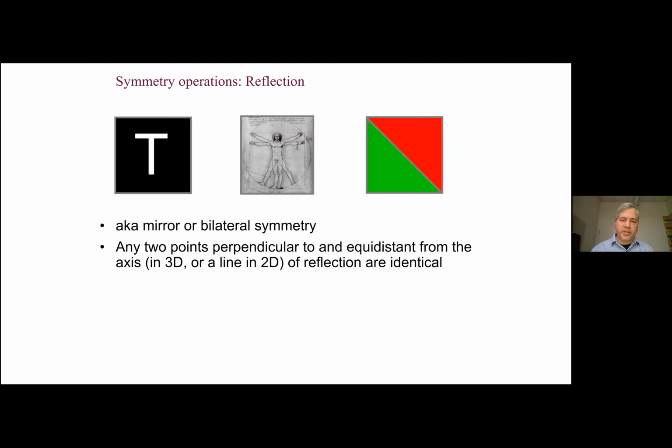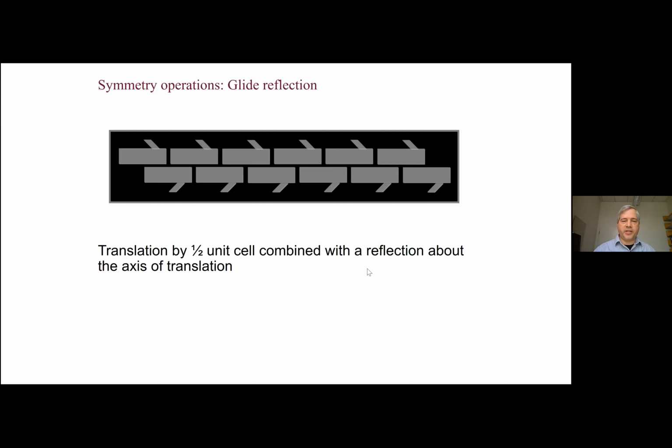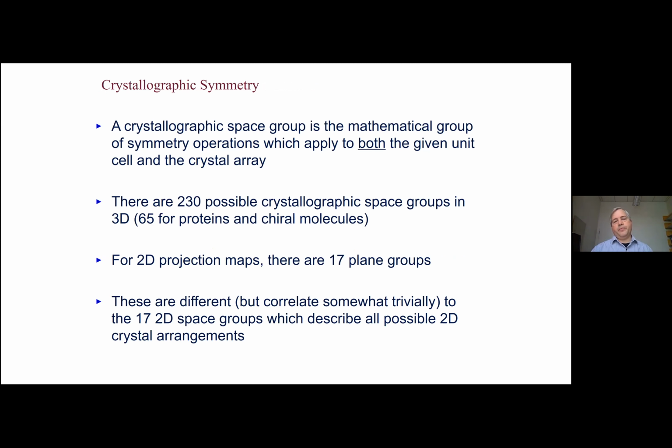And within the crystal there can be different types of symmetry. There can be some sort of a mirror symmetry or a glide reflection, which is basically you move it a little bit and then mirror it after that. And for 3D crystals, there are 65, I think, crystallographic space groups which can be found. And for 2D crystals, there are only 17 plane groups. So it's a bit fewer.